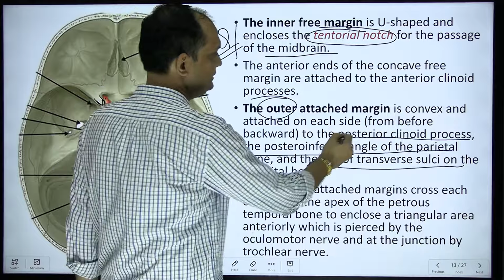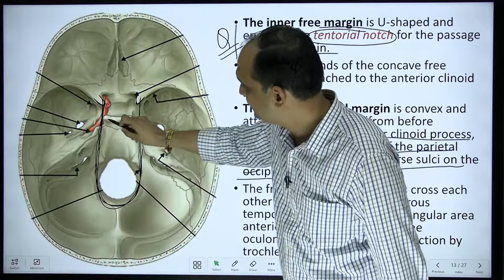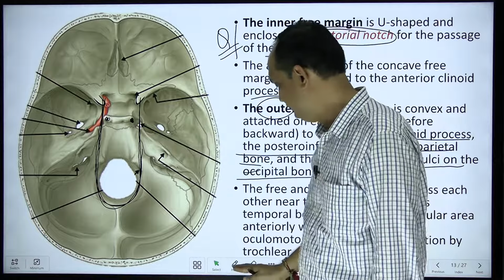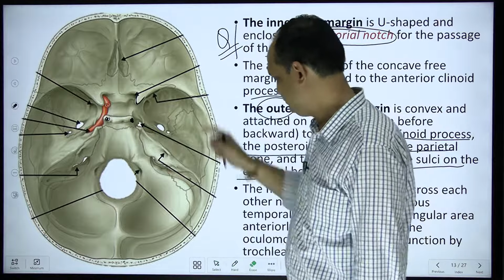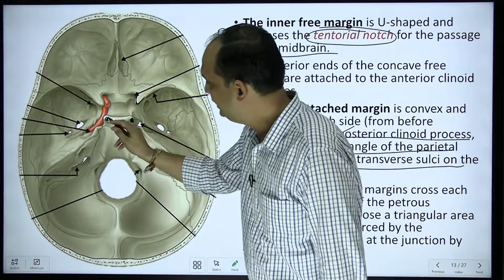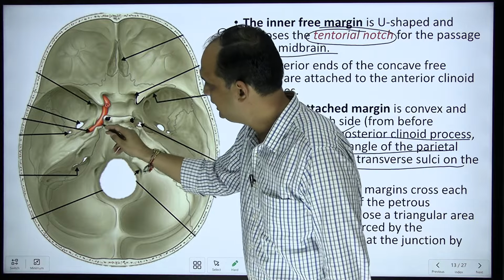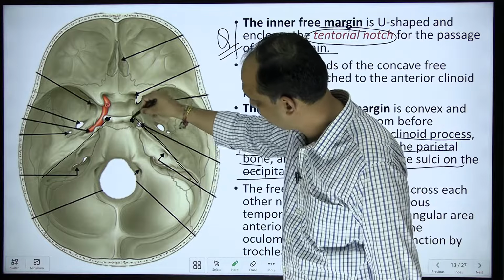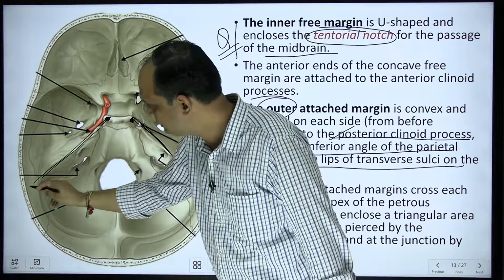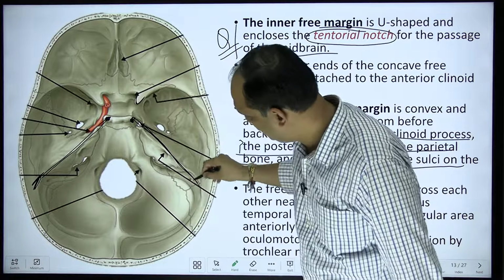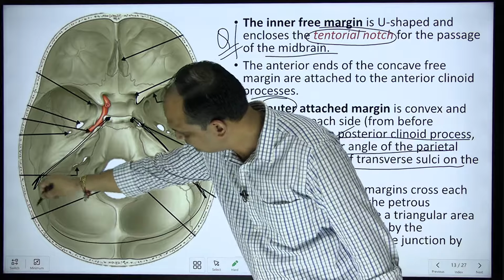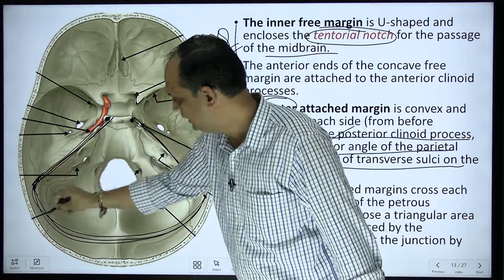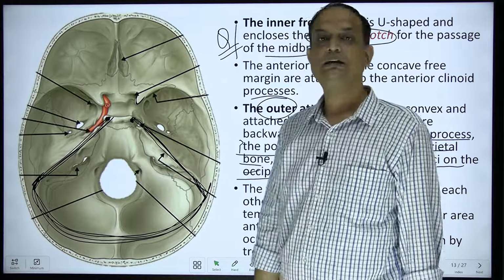bone. So, bachcho, where is the posterior clinoid process? These are the posterior clinoid process. Now when you will see the attachment of the attached margin, you will find that it will start from the posterior clinoid process, then it will go along the petrous part of the temporal bones, which is here, then it will reach to the posterior inferior angle of the parietal bone, and then inner side of the transverse sulcus of occipital bone. So in this way you have the attached margin of tentorium cerebelli.